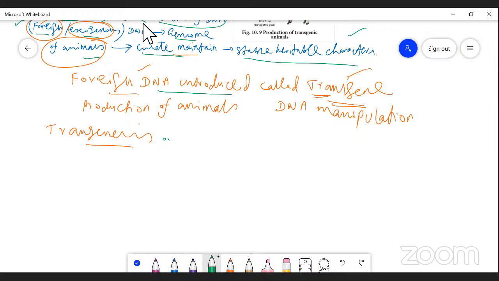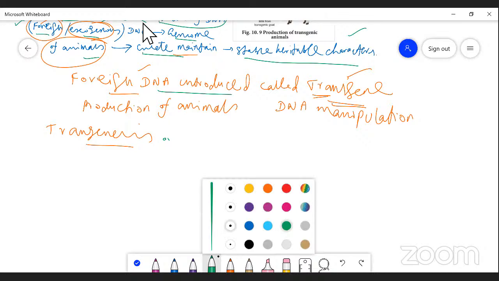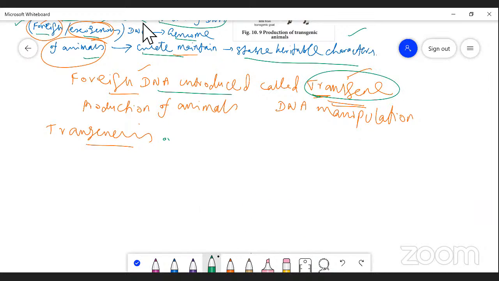Transgenesis. The introduction of foreign DNA is called transgene, and production of animals by DNA manipulation is called transgenesis. That is called what? Transgenesis. And the animals are also called transgenic animals.